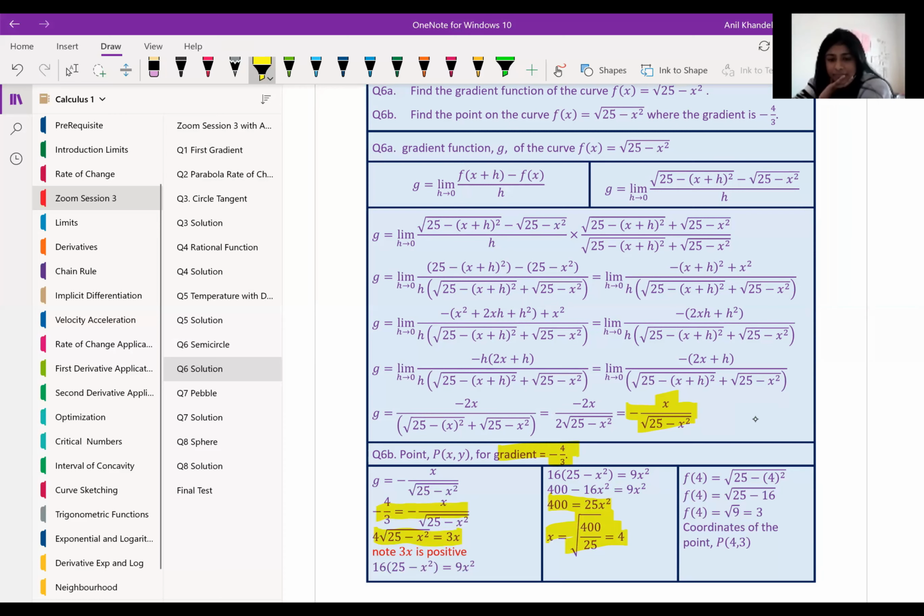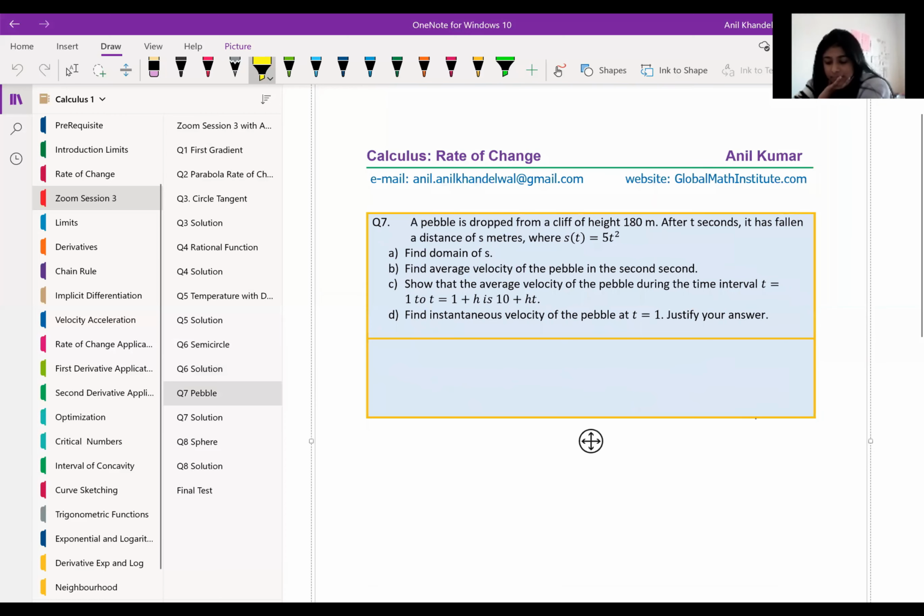Right. Good. Now, question number 7 here is a pebble is dropped from a cliff 180 meters. After t seconds, it has fallen a distance of s meters, where s of t is 5t squared. Find the domain of s, find the average velocity of the pebble in the second second. Show that the average velocity of the pebble during the time interval t equals 1 to t equals 1 plus h is 10 plus 5h. And d is find the instantaneous velocity of the pebble at t equals 1. Specify your answer. So Amy, how will you approach to solve this particular question?